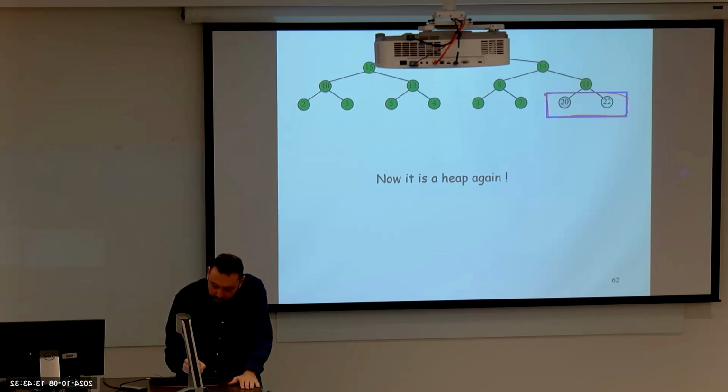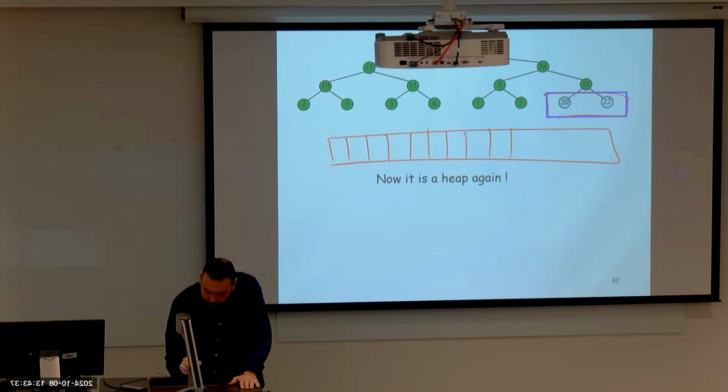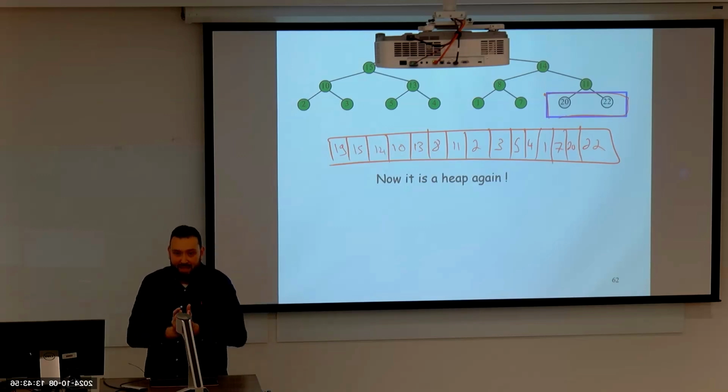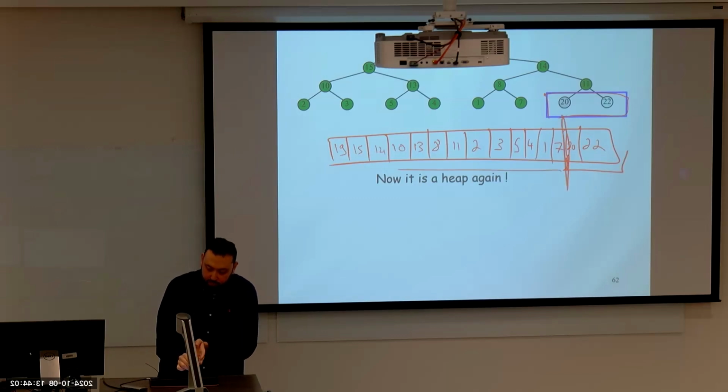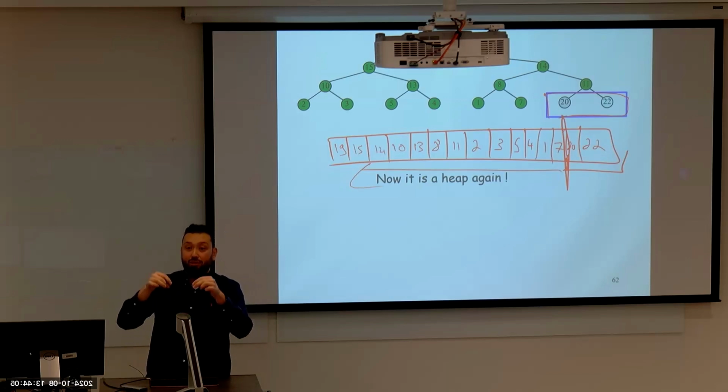What are the unsorted numbers? Everything else. So if I put this in an array, I put 19 here, correct? And then 15, 14, 10, 13, 8, 11. Then I have 2, 3, 5, 4, 1, 7, 20, 22. If I tell you which part of this array is sorted, this is sorted, this is unsorted. That's called heap sort in place.